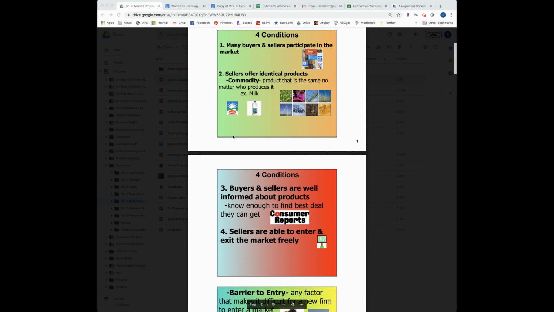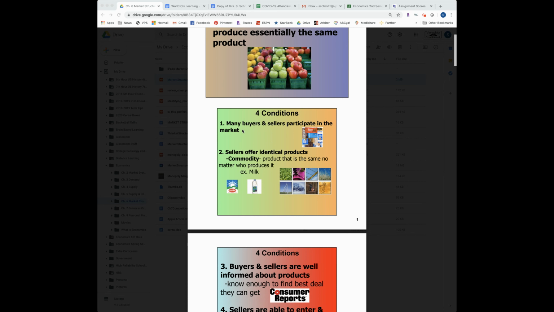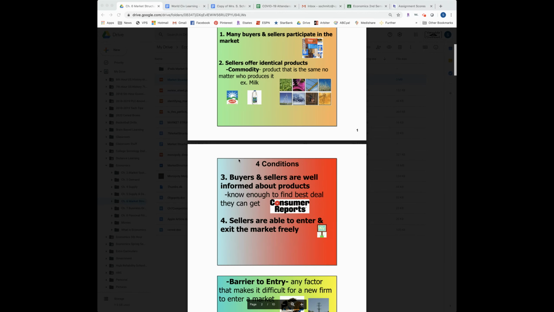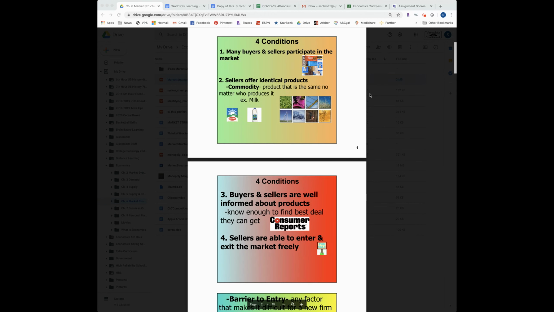So, for perfect competition, the big one that we're most connected to is farms. Because with farms, there's lots of farmers. They're offering nearly identical products, whether it be corn, wheat, potatoes, beans, whatever it may be. To be a farmer, okay, you can be well informed about what you're planting, what you're spraying, if you're irrigating. All right, whoever's buying their products can also be well informed by what they were doing, how they were doing it. And then again, if you want to be a farmer, you can enter and exit the market freely. You can quit if you want.